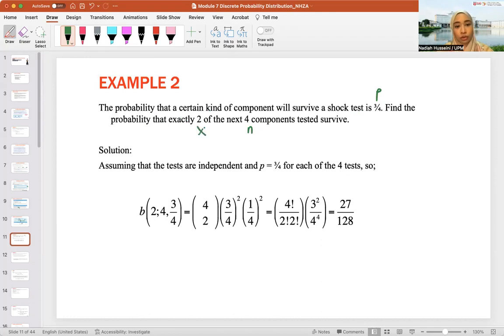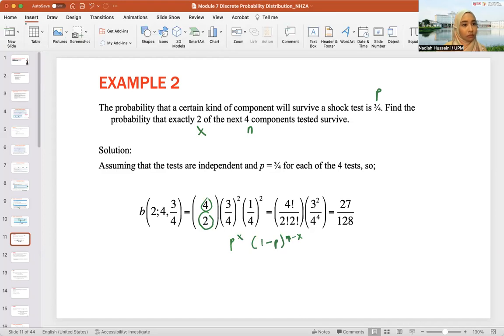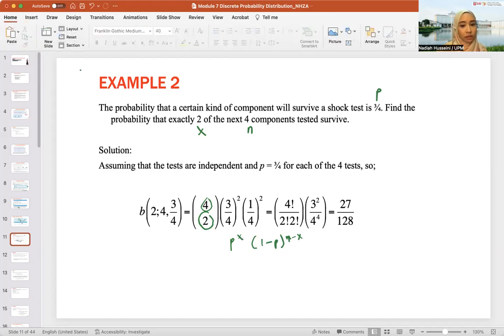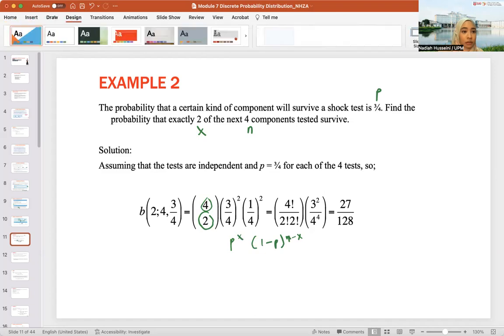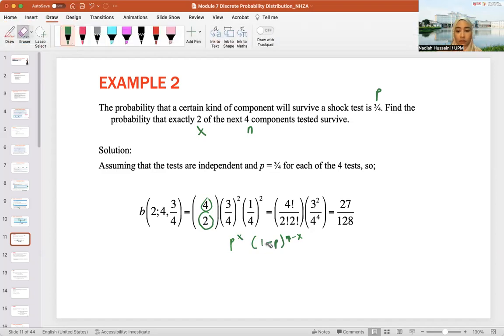So N choose X, 4 choose 2. And then the rest is just your equation: P to the X, 1 minus P to the N minus X, if I'm not mistaken. So the only tricky side to this is understanding the equation. I think for statistics, that's the most tricky part, and also remembering the equation, which is a lot.